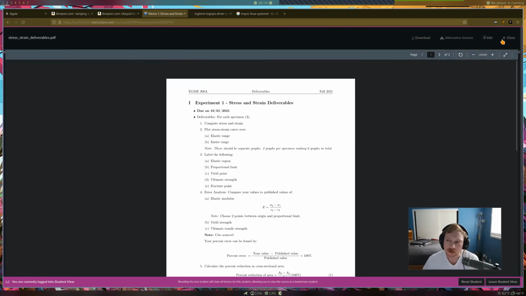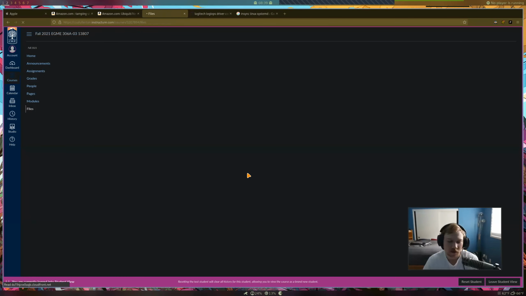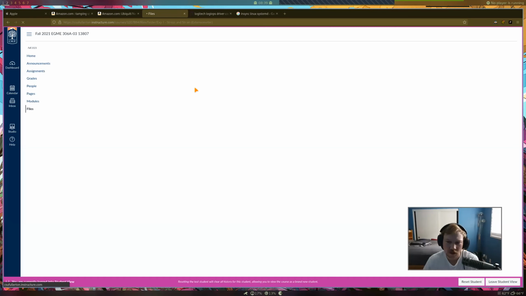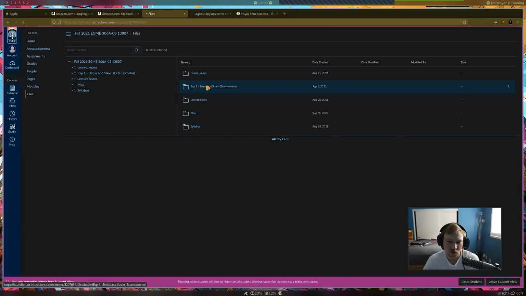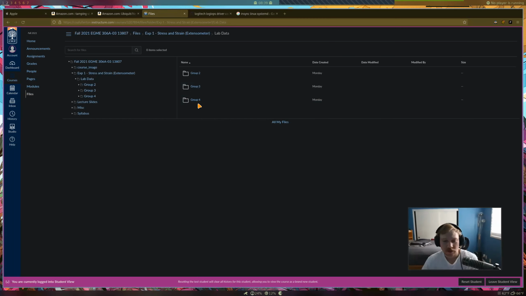And let's see. Oh yeah. So data. I uploaded everyone's data on the weekend, I think, for lab 1. To access it, go to Files, then you go to Experiment 1, and then Lab Data. And so I guess I only have 3 groups here. I know I went to every computer to get the data, but I guess I actually didn't, so sorry about that.